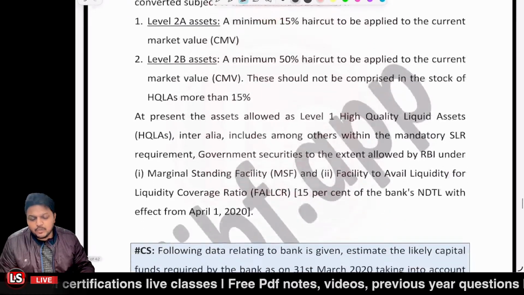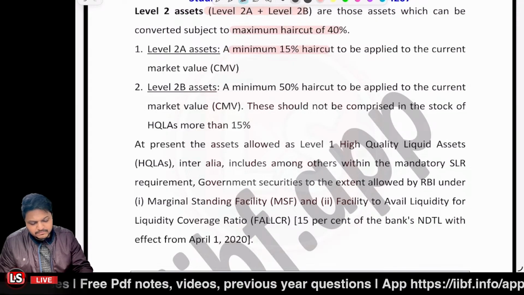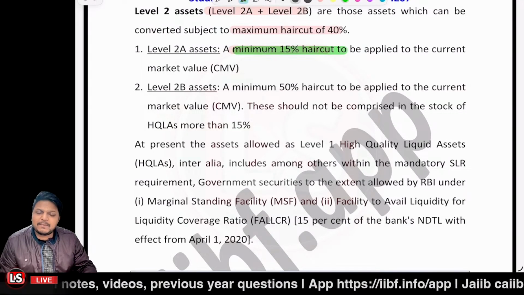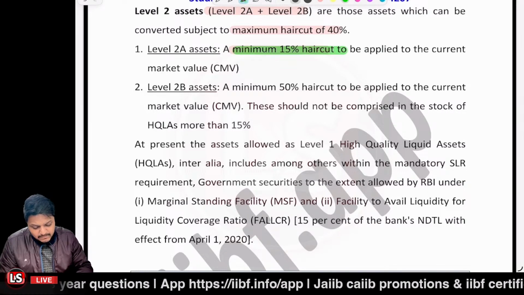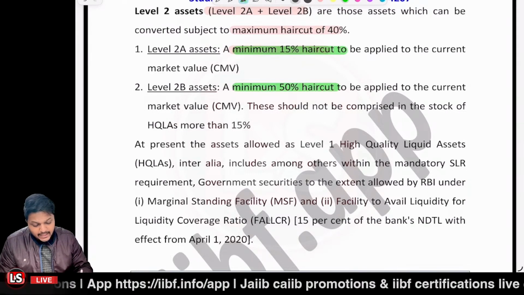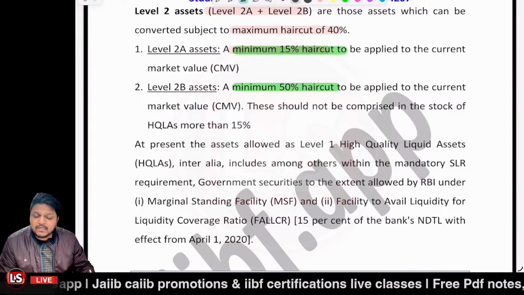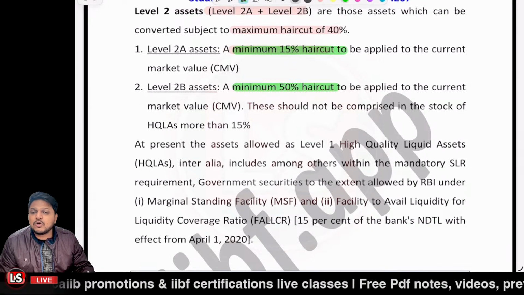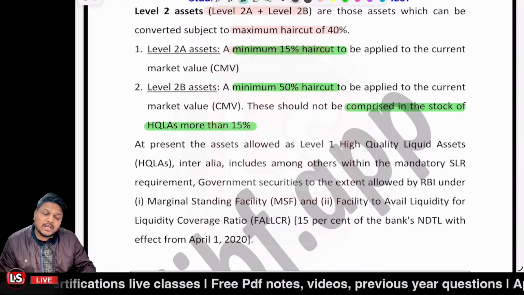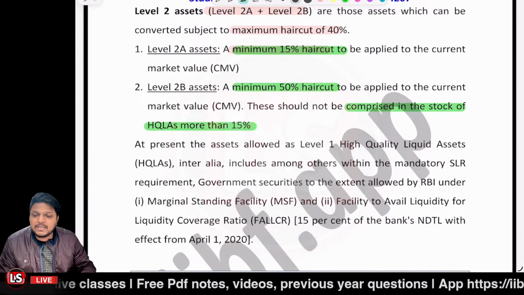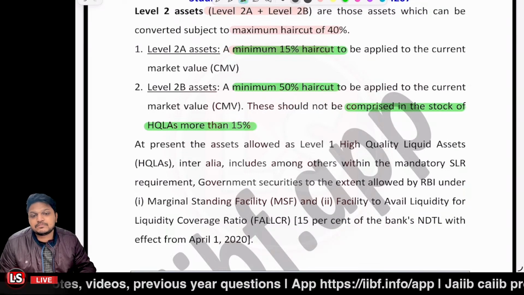And in case of level 2A, a minimum 15% haircut will be applicable, and in case of level 2B, a minimum of 50% haircut would be applicable. And there is one more restriction: the maximum value of the level 2B assets cannot be more than 15% of the total stock of HQLA. Let's say you have a total stock of HQLA of rupees 100 crore. In that scenario, the total of the level 2B assets cannot be more than 15 crore in that pile, right? Is that clear?